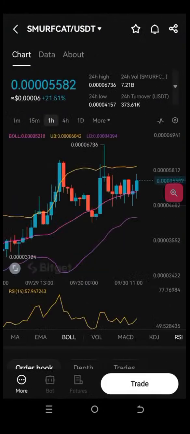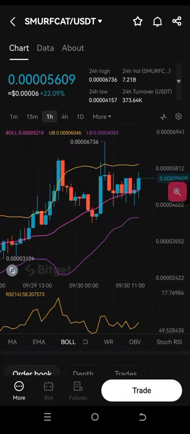Can you see what's happening here? As you can see, I must let you know that BitGet doesn't have the parabolic SAR. I have checked for it, I've looked for it. My absolute best technical indicator is the parabolic SAR, but it doesn't have it. So well, we just have to make do with what it has.